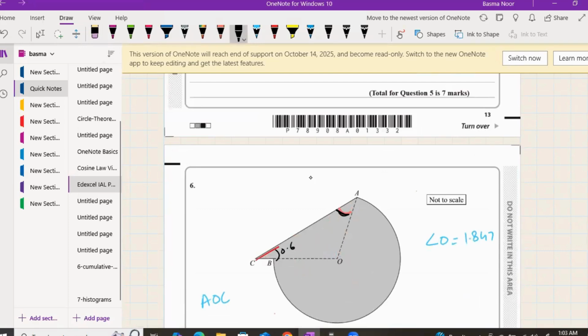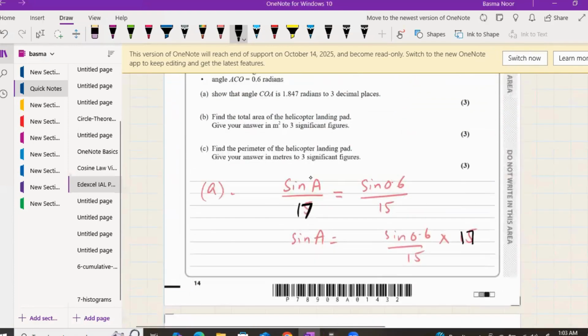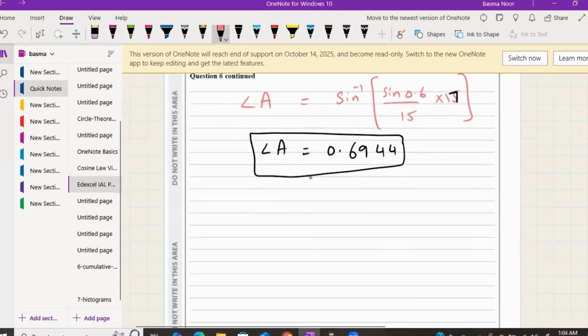Okay, so this angle A is 0.6944. But they ask you in part A to calculate COA, which is the pink angle here, the angle at the center subtended by that triangle. So you know the sum of the angles in a triangle is 180 degrees, but right now we are taking angles in radians, so we will take that 180 as pi. To find the remaining angle, you just subtract the other two angles from pi.